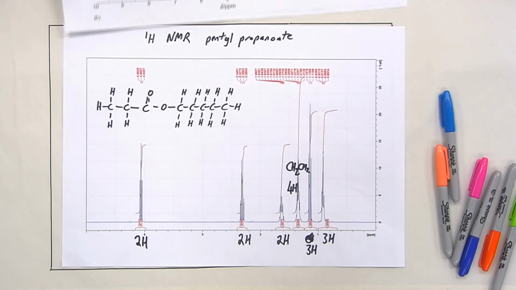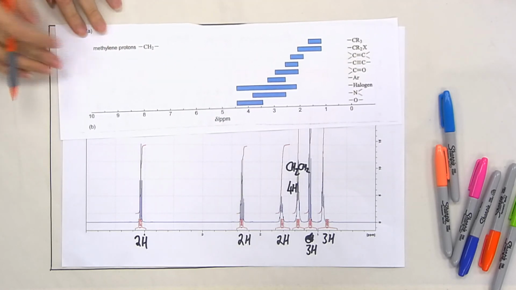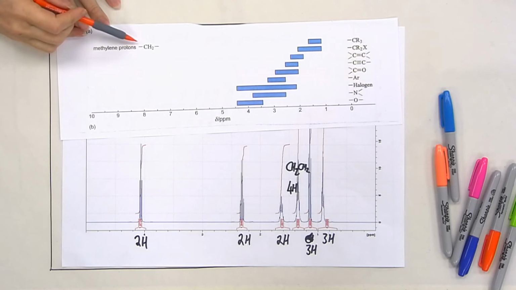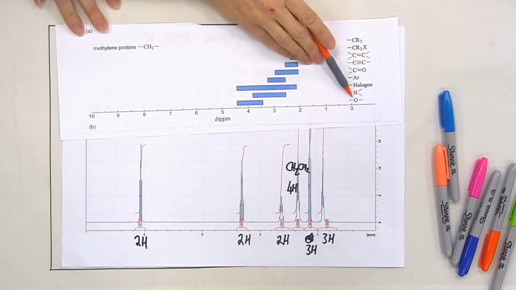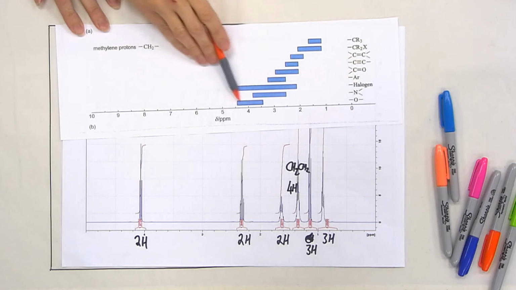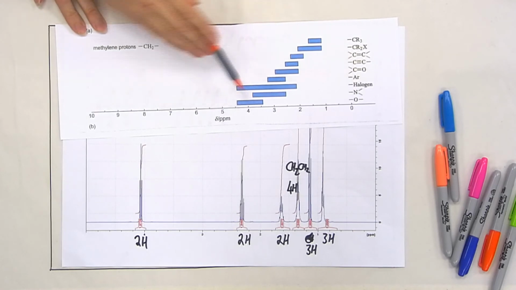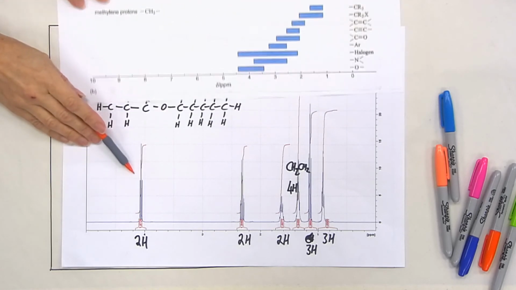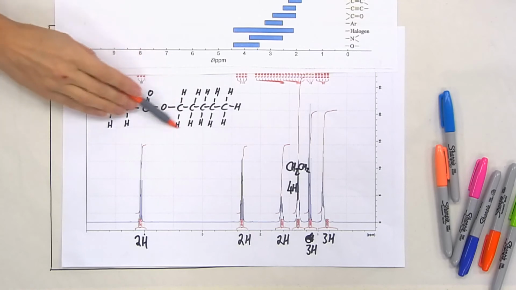Just checking I've got the right correlation chart. So we were looking at the correlation chart for the methylene protons, the CH2 protons, and for the CH2 attached to the oxygen of the ester, we would have around about 4. Okay, so you can see here it's between 3.5 and about 4.5. So this one is therefore likely to be due to these methylene protons.